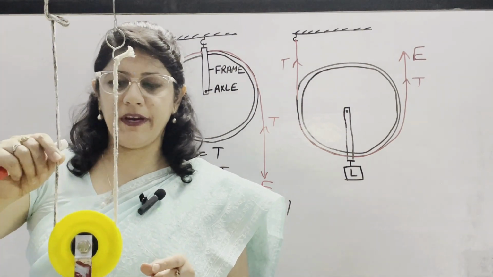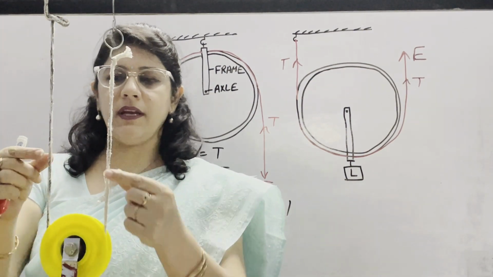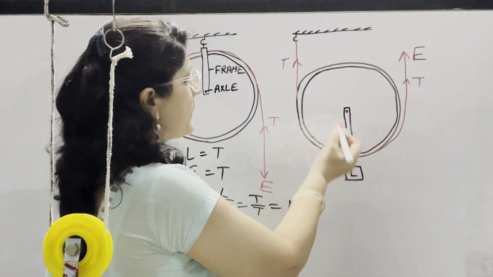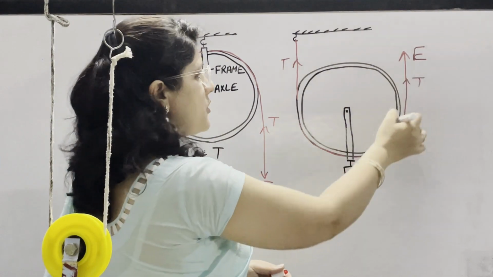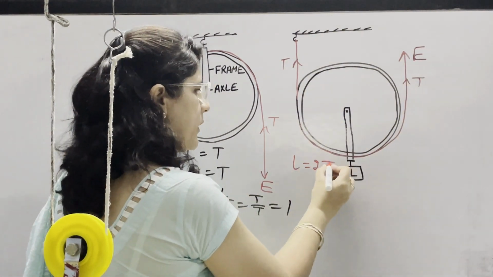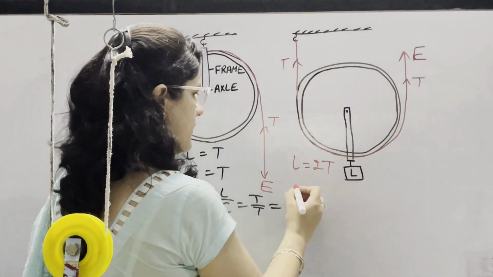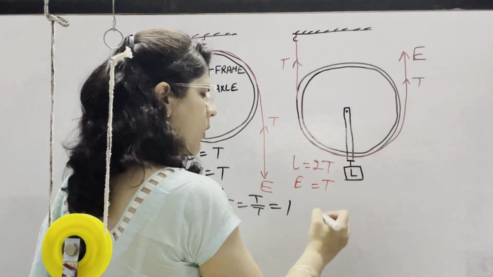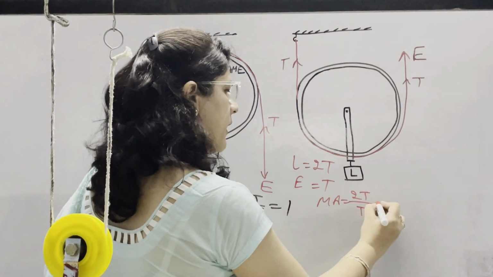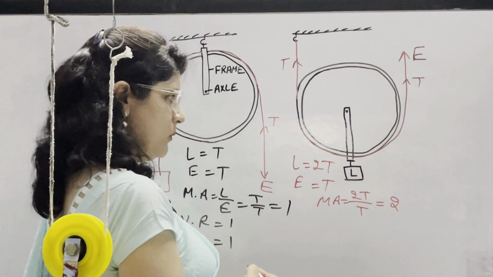The load can be lifted, but in this case, as you can see, tension is divided in two segments. Load is in the center. It is balanced by tension in two segments. So, load is equal to 2T because of tension in both the segments. Effort is equal to only T. So, MA is equal to 2T upon T. It means MA is equal to 2.